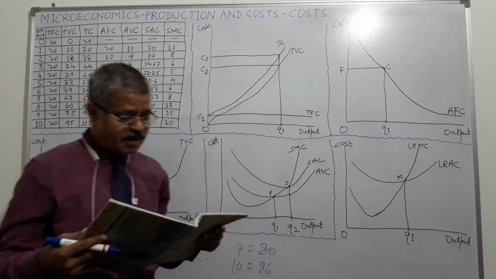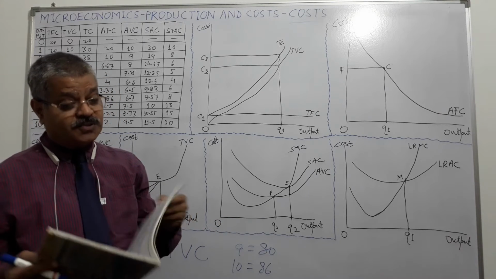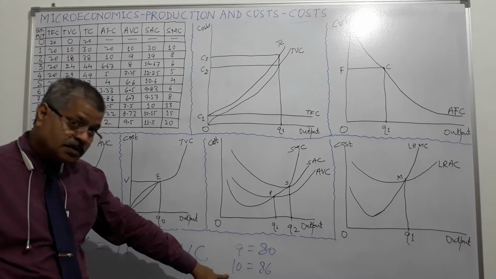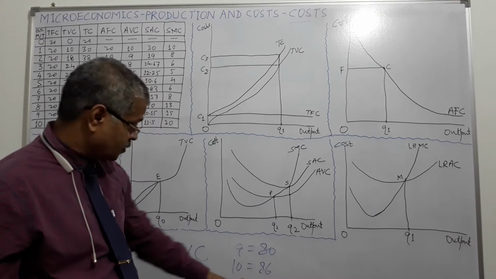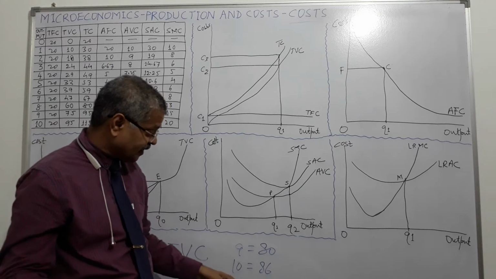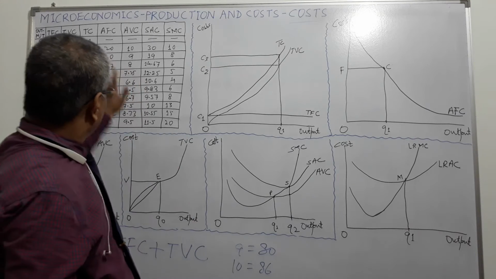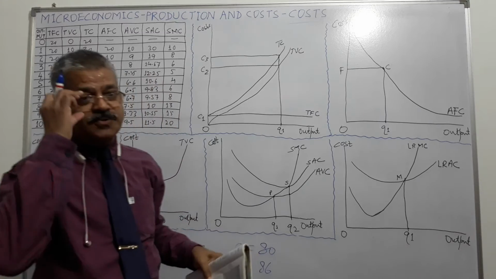Now, short run marginal cost is defined as the change in total cost per unit of change in output. Suppose the output has changed by 1 and total cost has changed by 6. So, 6 is the marginal cost for that 10th unit, right? So, this table is clear. Now, we go to the shape of short run curves.